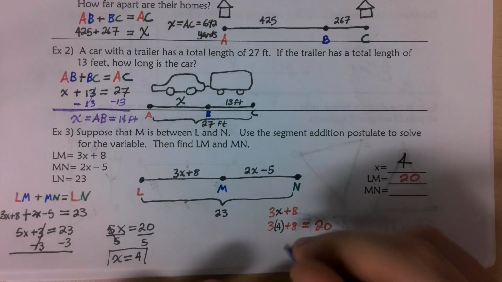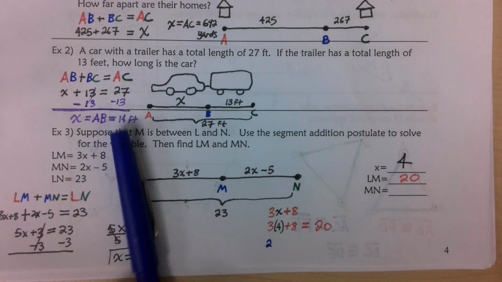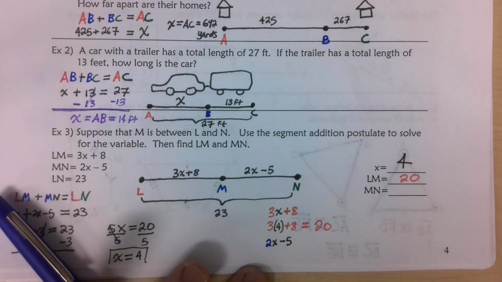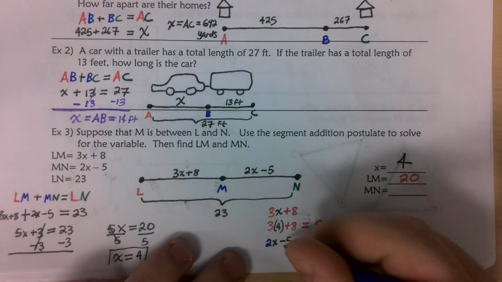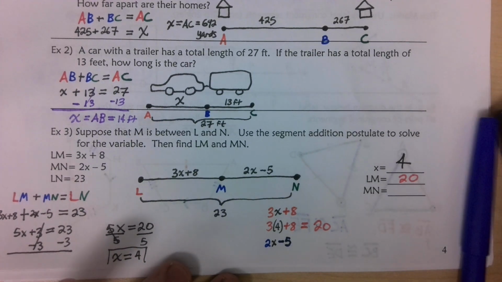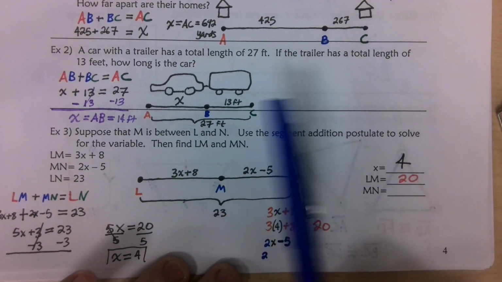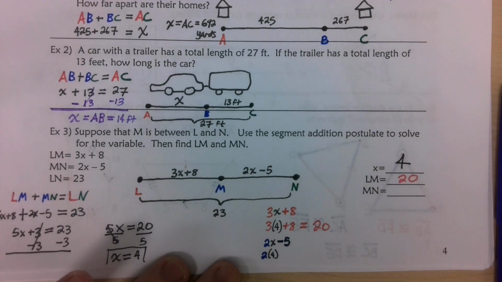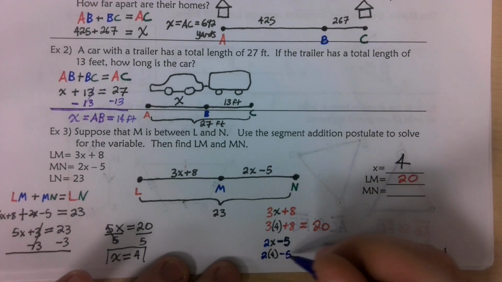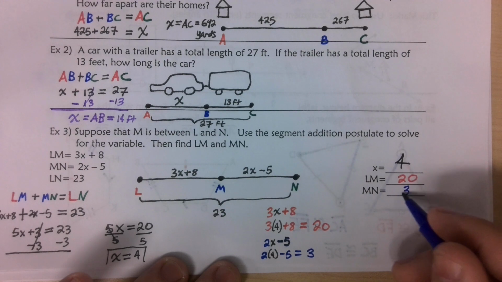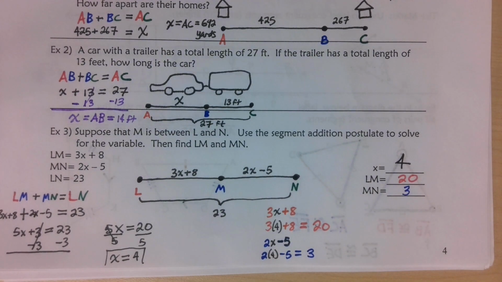I am going to show what happens when you plug in x for the second line segment, but there is a much easier way of finding the second line segment. If we have 2x minus 5 as the second line segment, we know that we can just substitute in 4 for x, since we solved and found that x is 4. 2 times 4 minus 5, 2 times 4 is 8, 8 minus 5 is 3. So that's our second line segment.